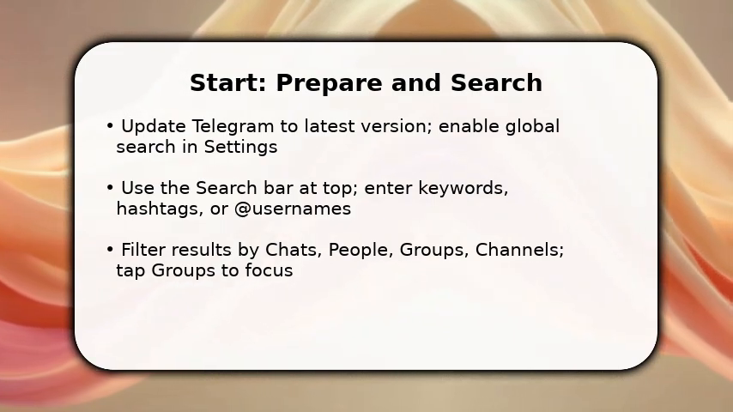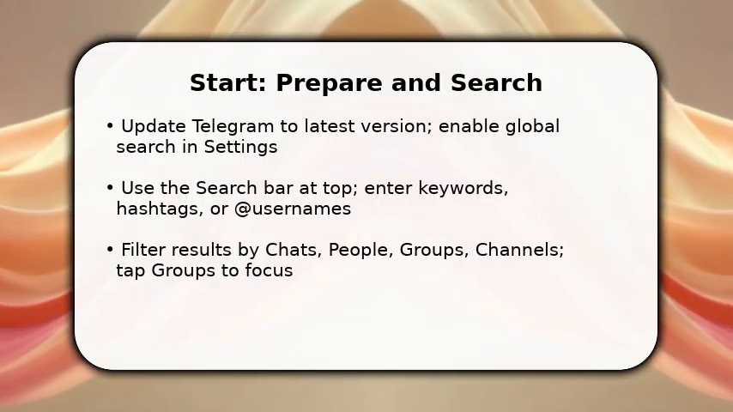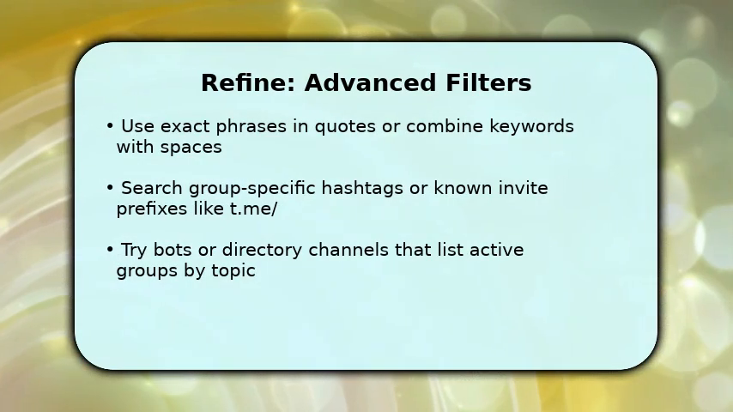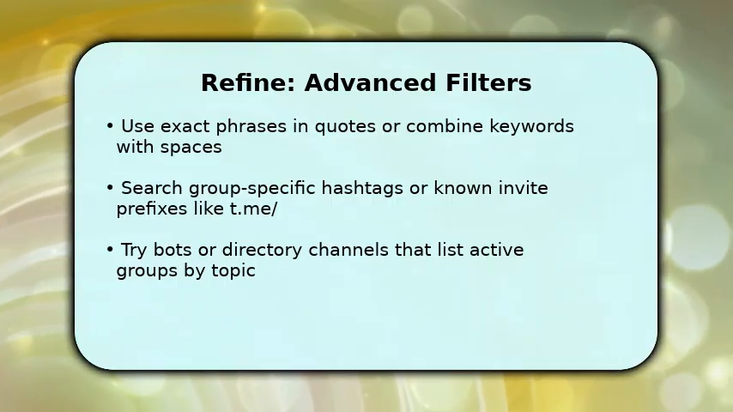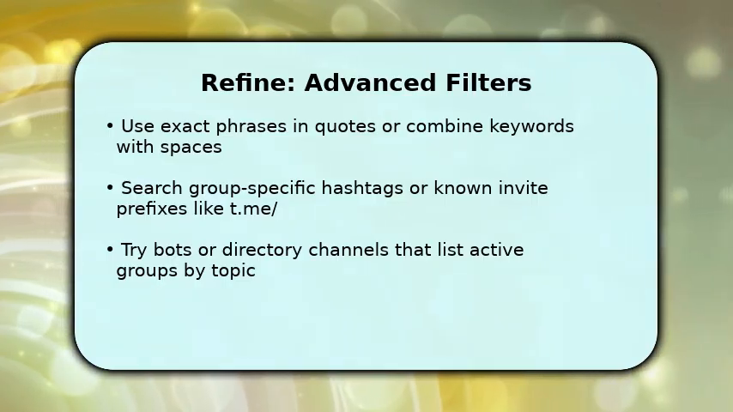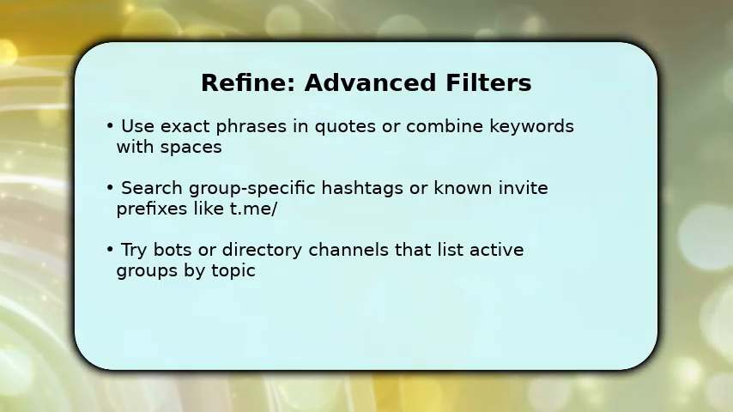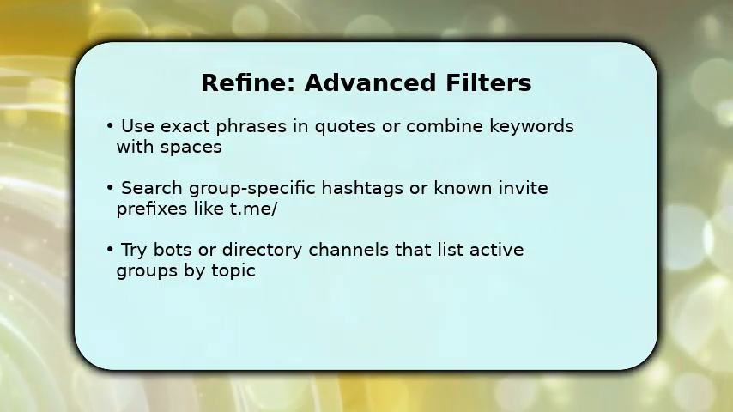Once you have initial hits, refine the search to get relevant groups faster. Try exact phrases or combine tightly related keywords so Telegram ranks closer matches higher. Look for group-specific hashtags, inside posts, or known invite prefixes to spot public invites. Tapping a preview message reveals the group context.